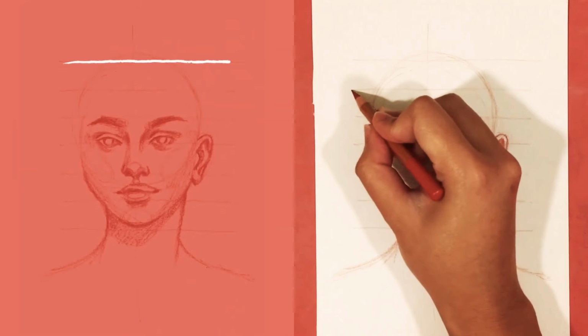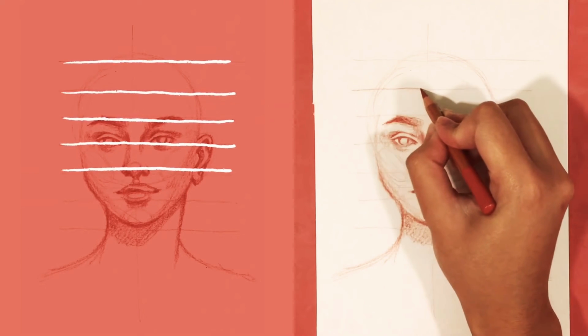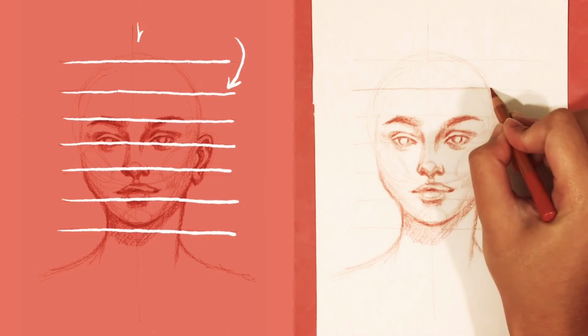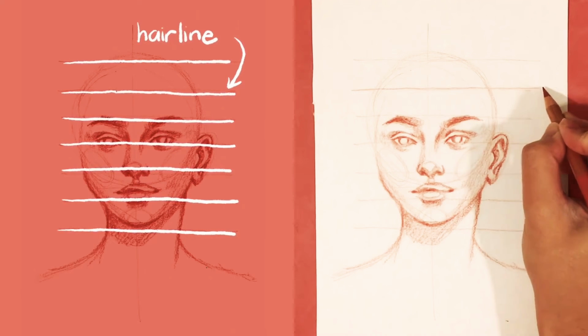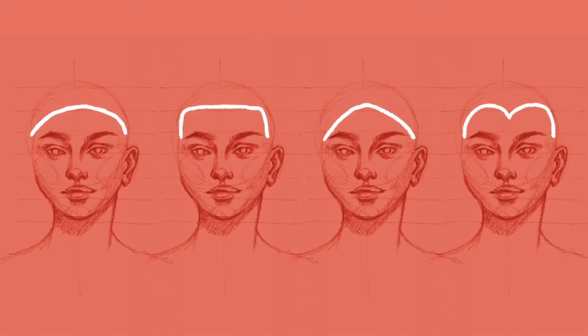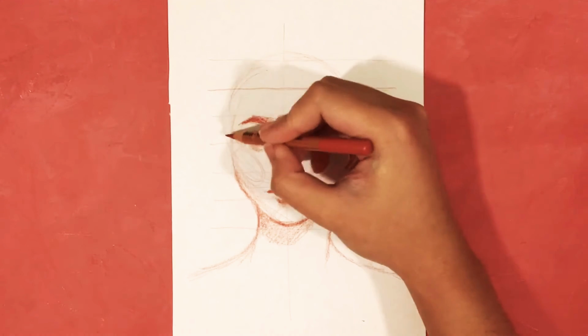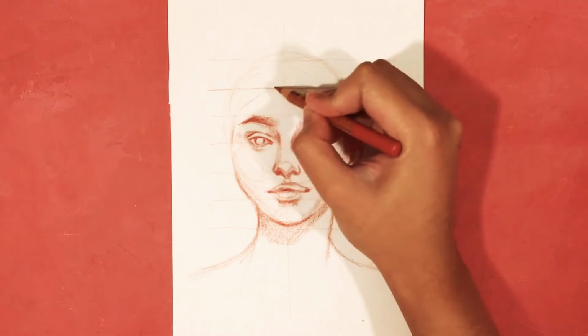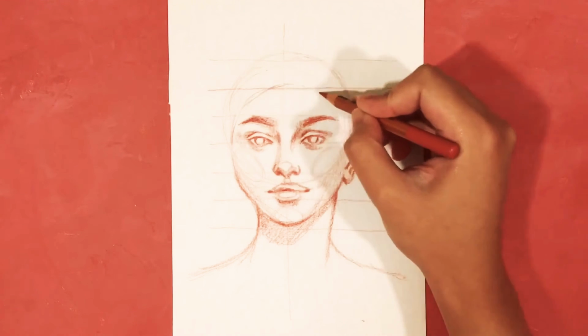If you draw 7 lines equally spaced down the head, the second line on top is our guideline for the hairline. There are many different lines you can draw for the hairline depending on the face shape, and you can see them all on screen. But for the demonstration, let's keep it simple with an oval face shape, therefore an arched hairline.